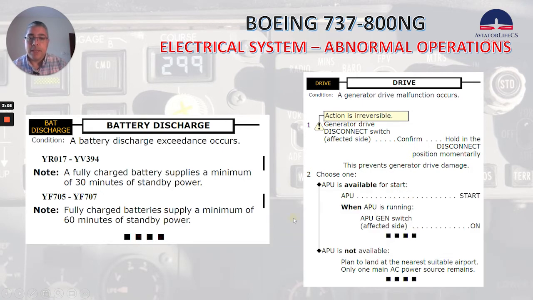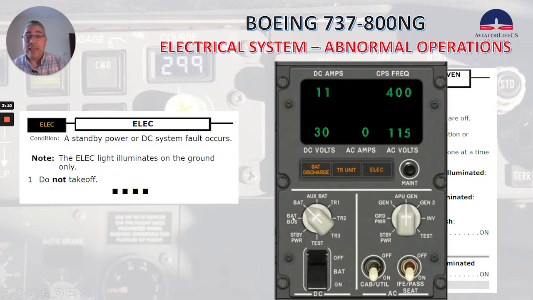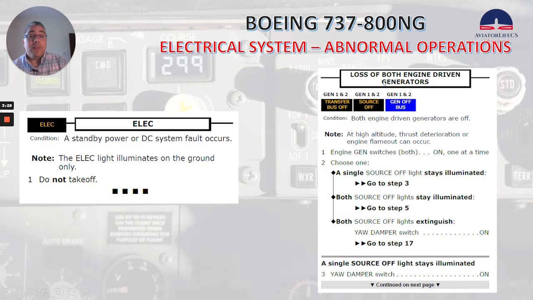All right. So now let's talk about the elect light non-normal checklist. Here is where we can find the light. It says condition: a standby power or DC system fault, of course. Note: the elect light illuminates on the ground only. Do not take off.